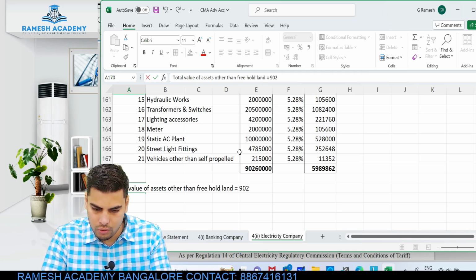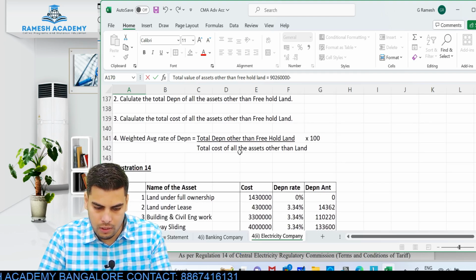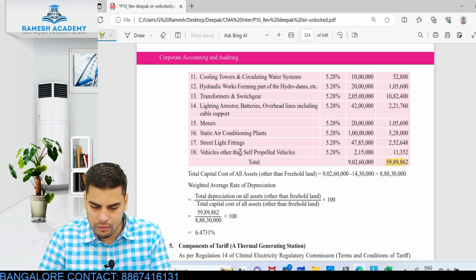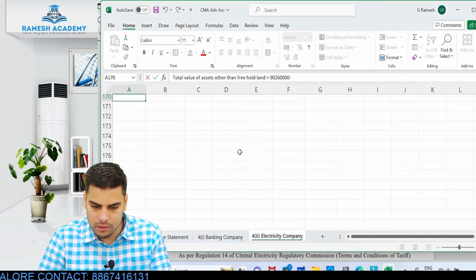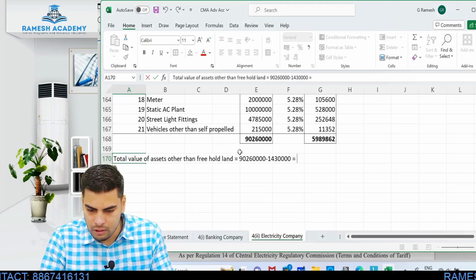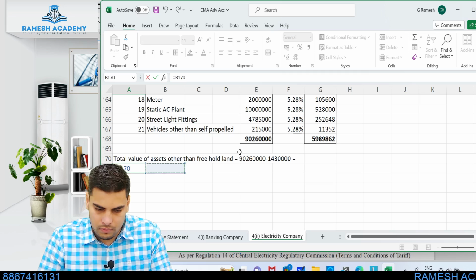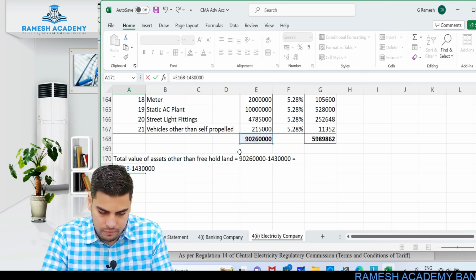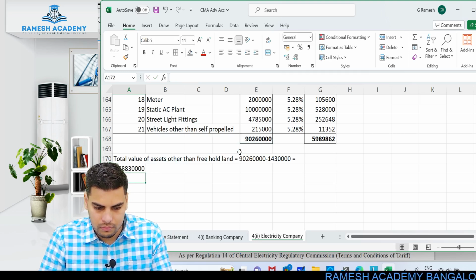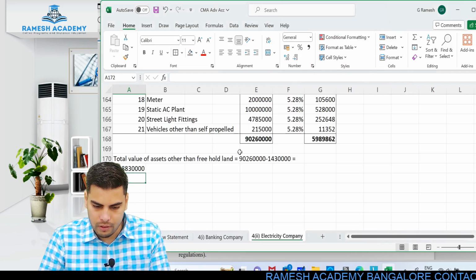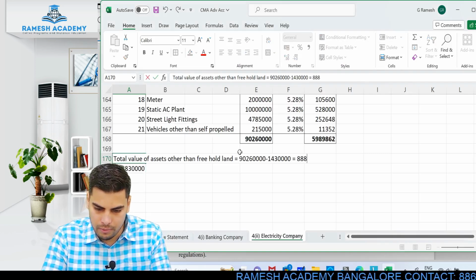This would be 902 lakh 60,000 minus the value of the freehold land. 14 lakh 30,000 rupees is the value of the freehold land, minus 14 lakh 30,000. So how much do we get? This amount minus 14 lakh 30,000 gives 888 lakh 30,000. This would be the value which we get.